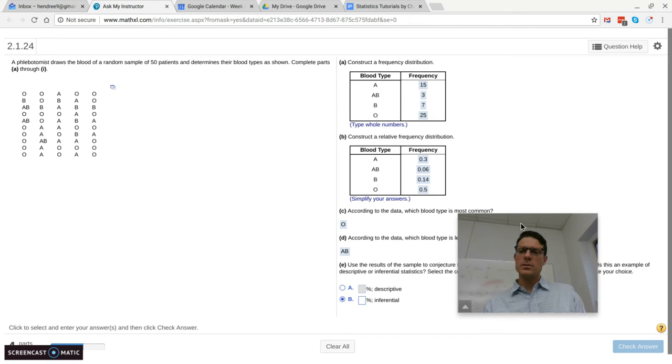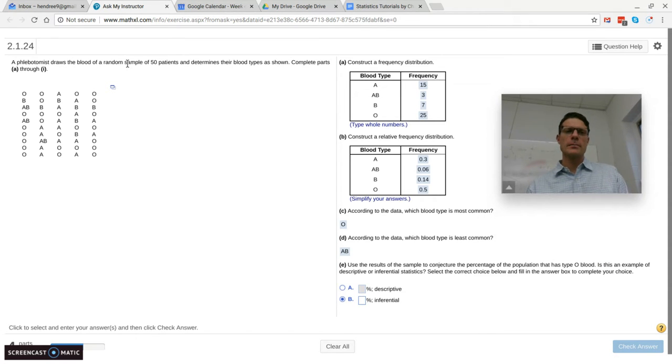Okay, so I got this good question from chapter 2.1. I think it's number 12. You're asked to take this data here, construct a frequency distribution, and then a relative frequency distribution. You get the most common type and the least common type. And so that was all done well by the student.